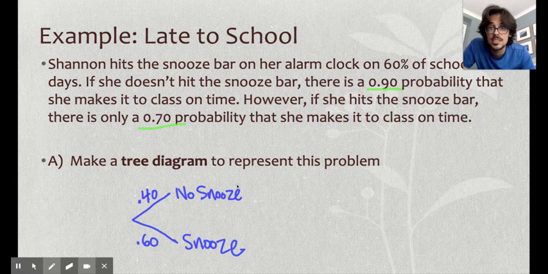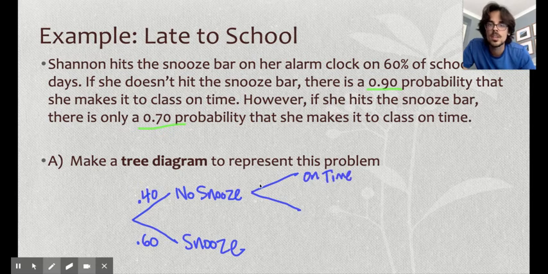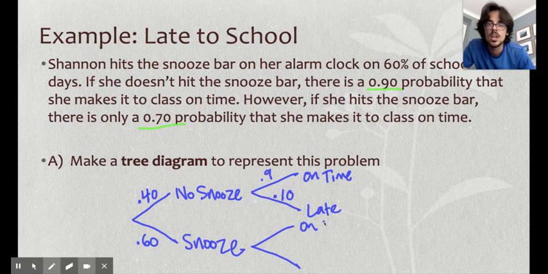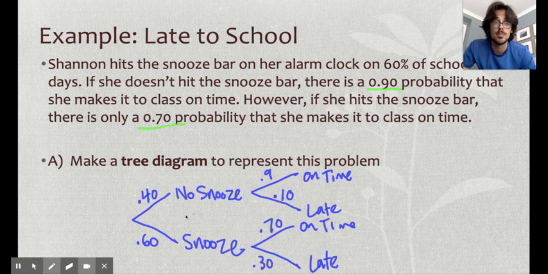If she doesn't hit snooze, there's a 90% probability that she's on time, meaning that there's going to be a 10% chance that she's late. If she does hit snooze, her chances of making it on time get smaller. She's going to have a 70% probability of making it on time, and she's going to have a 30% chance of being late. So when you make a tree diagram like this, the second wave of probabilities right here are conditional probabilities because they're based on what happened before.